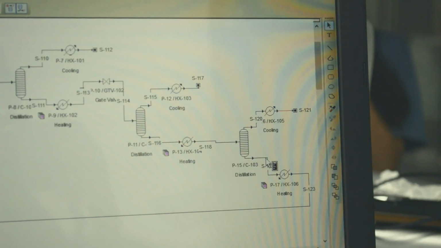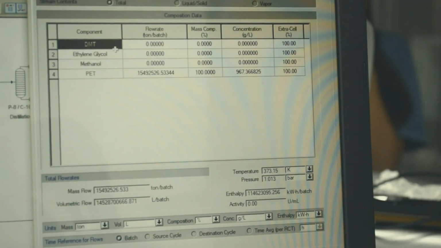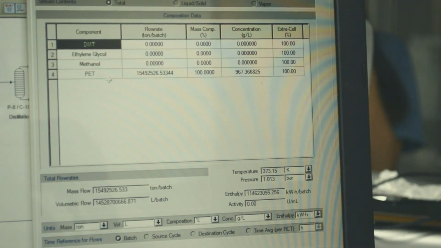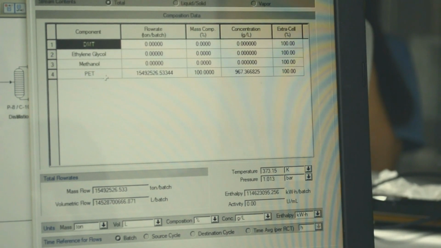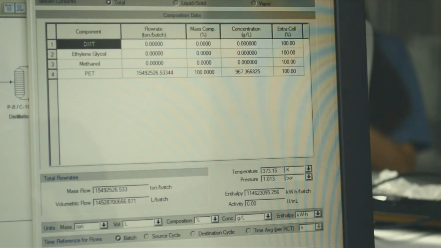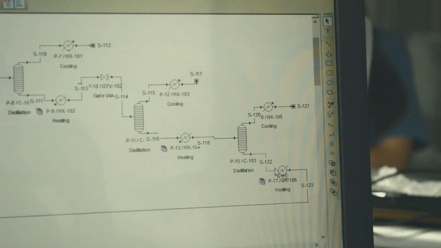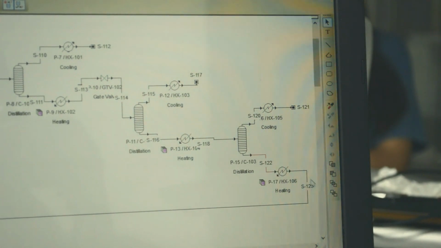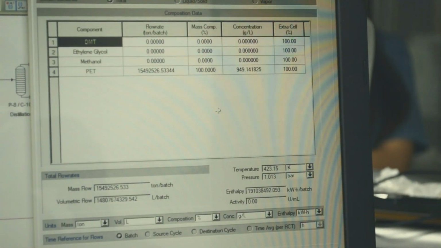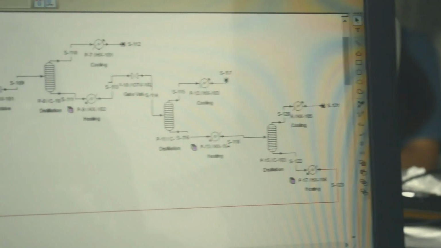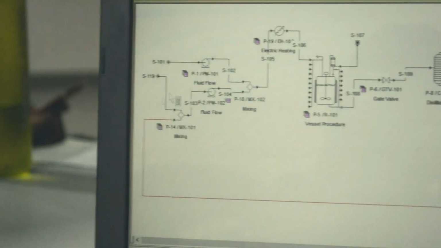For the bottom part, the product will come out with DMT, EG, methanol and PET. Since there is no flow rate for DMT, EG and methanol, the important component for the bottom will be PET, which is the unreacted product. Then PET will undergo heating, which acts as a reboiler. Then PET proceeds to the recycle stream and goes back to the mixing and starts over again.